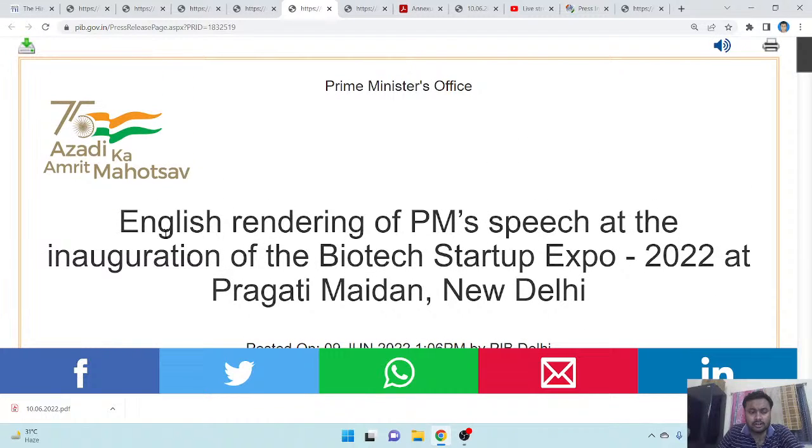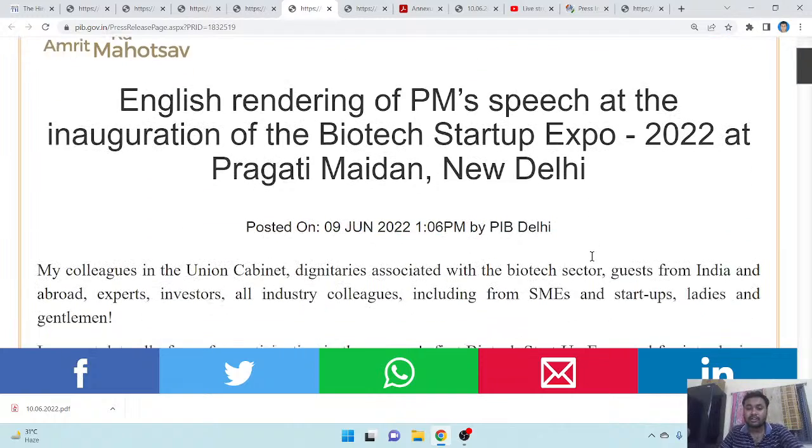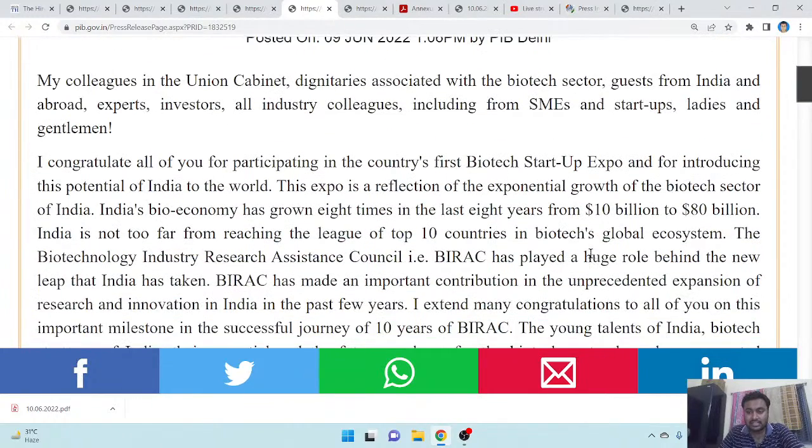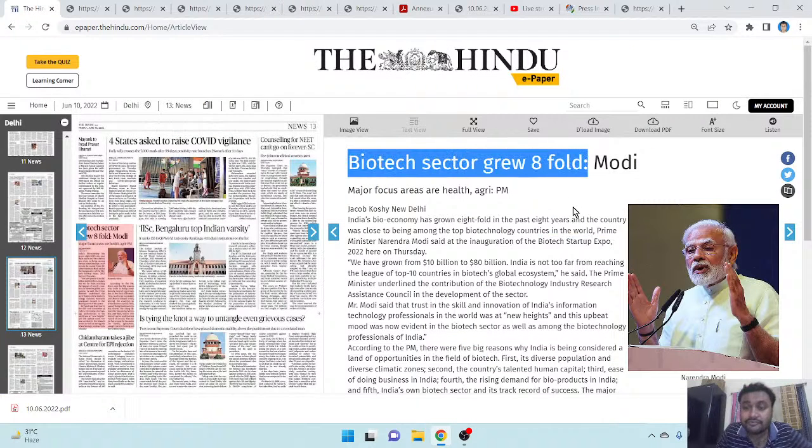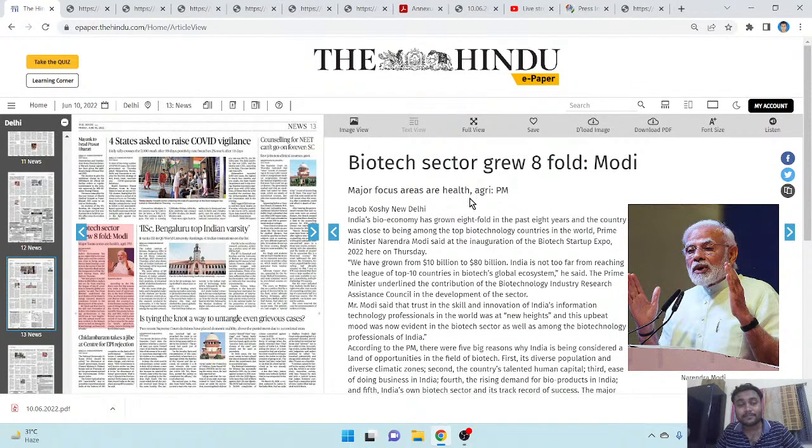Okay, so this is the press release from the Prime Minister's office: the English rendering of PM's speech at the inauguration of the Biotech Startup Expo 2022 at Pragati Maidan, New Delhi. What our Prime Minister has said, as I have already told you, is that the biotech sector grew eightfold. Eightfold means 8 times.